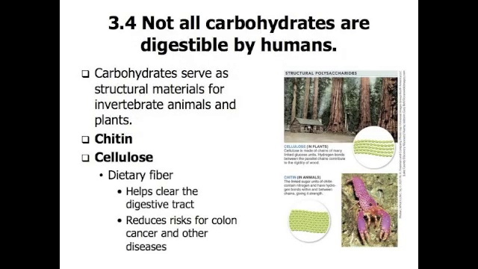Moving on, despite their importance as a fuel source for humans, not all carbohydrates can be broken down by our digestive system. Two different complex carbohydrates, both indigestible by humans, serve as structural materials for invertebrate animals and plants, respectively, chitin and cellulose. Chitin forms the rigid outer skeleton of most insects and crustaceans. In contrast, cellulose forms a large variety of plant structures and is found in trees, cotton, and leaves and grasses.